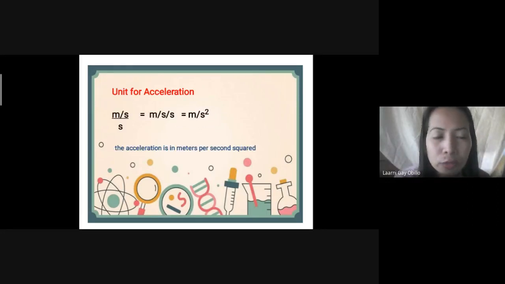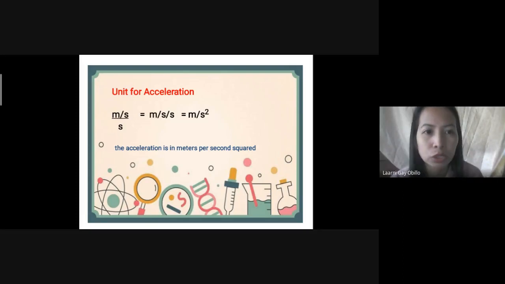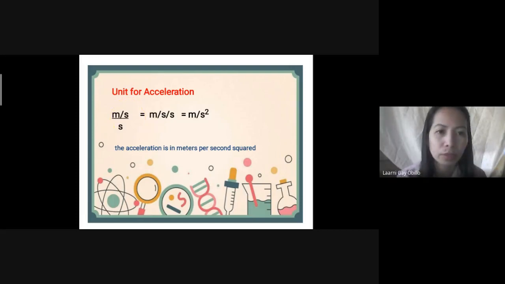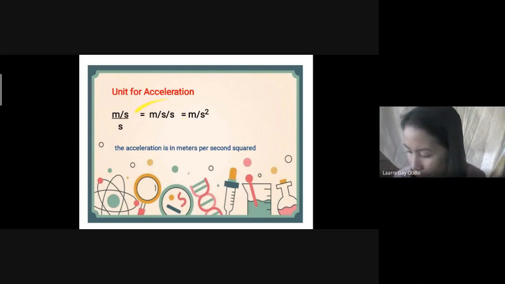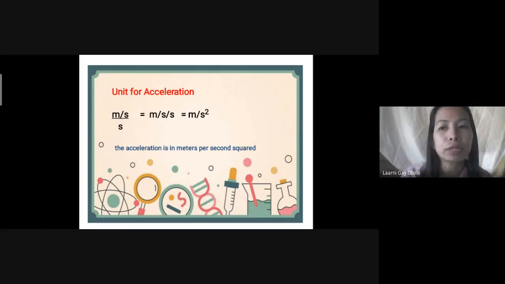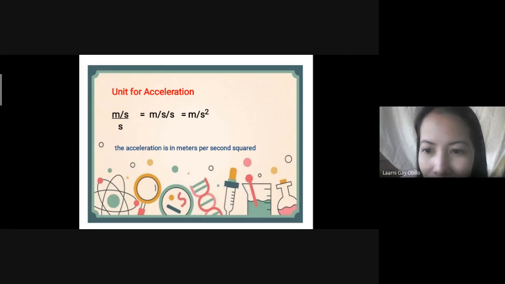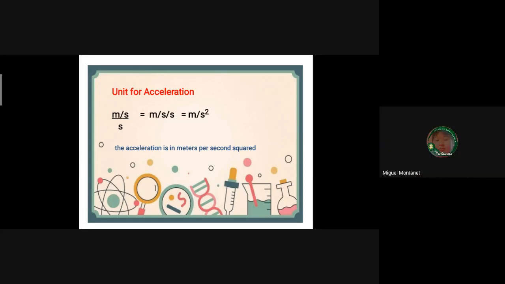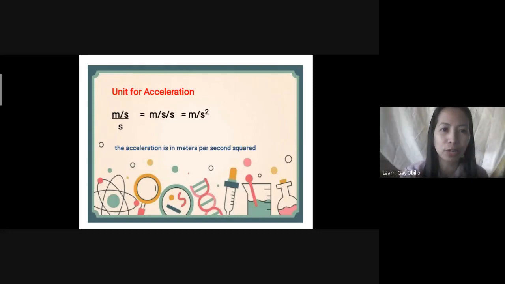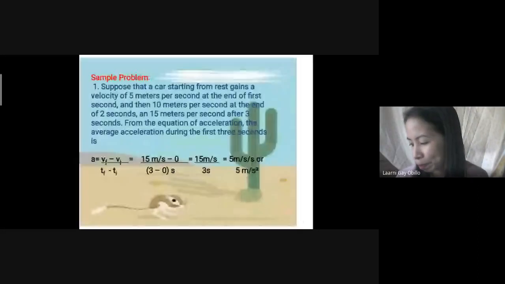And the standard unit for acceleration, or the SI unit for acceleration, is meter per second over seconds. Ayan yun. Nakikita nyo. Or equivalent to meter per second. And ito po, yung shortcut natin ng pagsulat. That is meter per second squared. The acceleration is in meter per second squared. Okay, naintindihan po? Opo. Okay, so tandaan na ang unit natin for acceleration is either meter per second over second, or equals to meter per second squared.